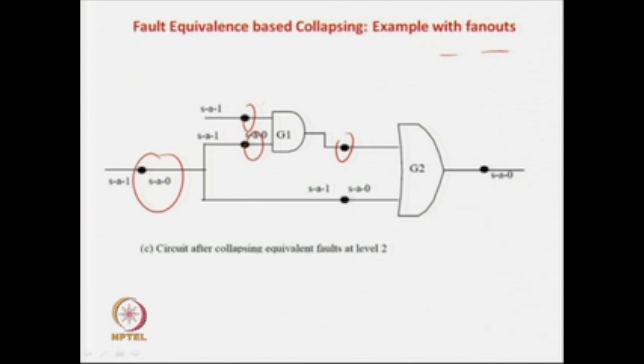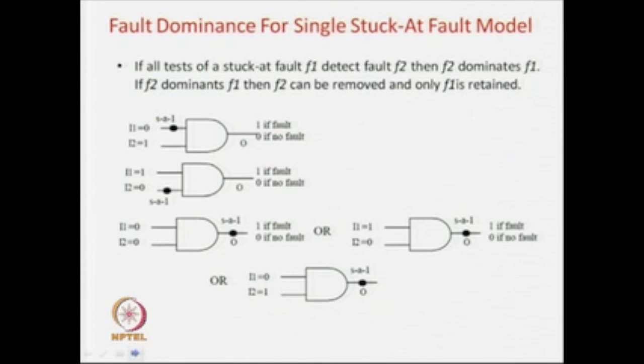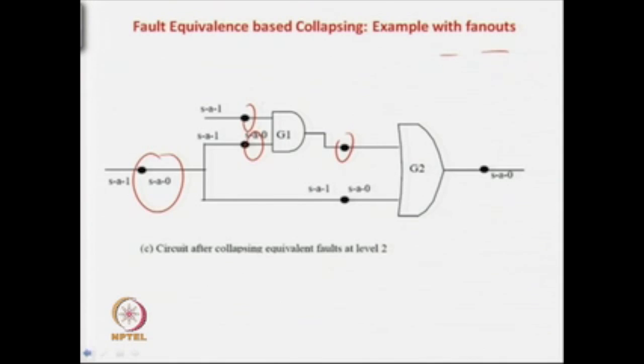But still we have a lot of drop in the number of faults. Now we will see another example, because in the last case we have seen that we could do a lot of things with the stuck at zero fault. Now you can see that we have two stuck at one faults over here. We have not done anything in this case.